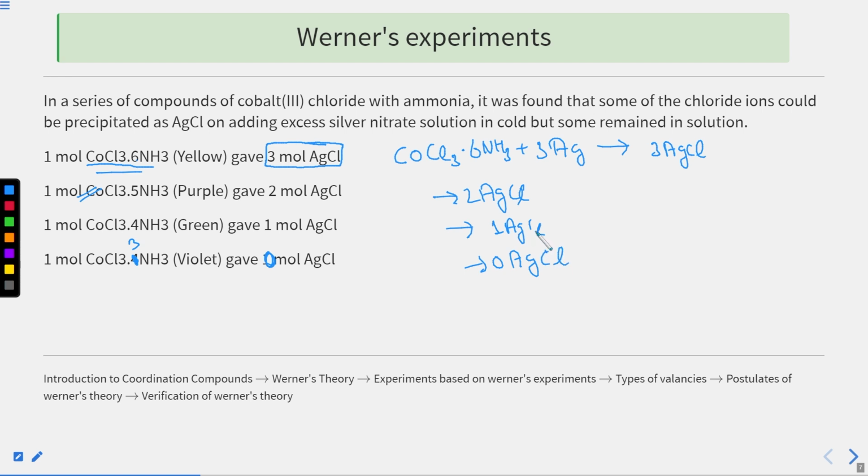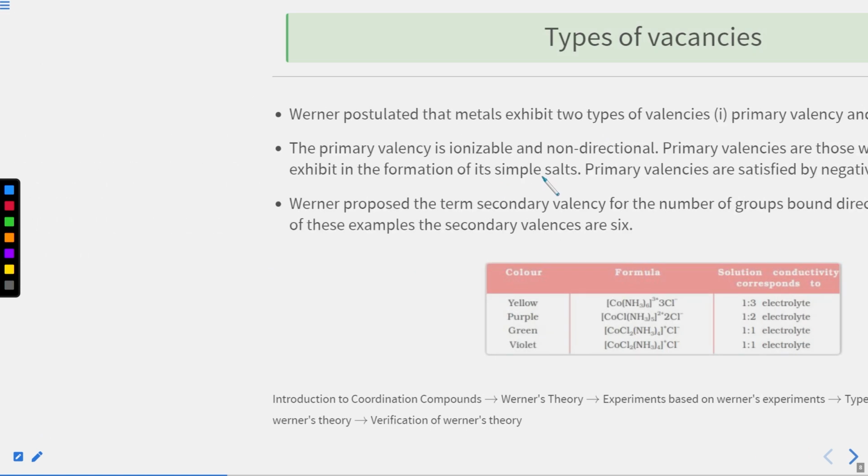So what can be derived from this experiment? That as only the number of ammonia is decreasing, the number of chloride ions that are precipitated in the form of AgCl is getting reduced. So we are treating it with AgNO3, silver nitrate solution. So how did Werner explain this?